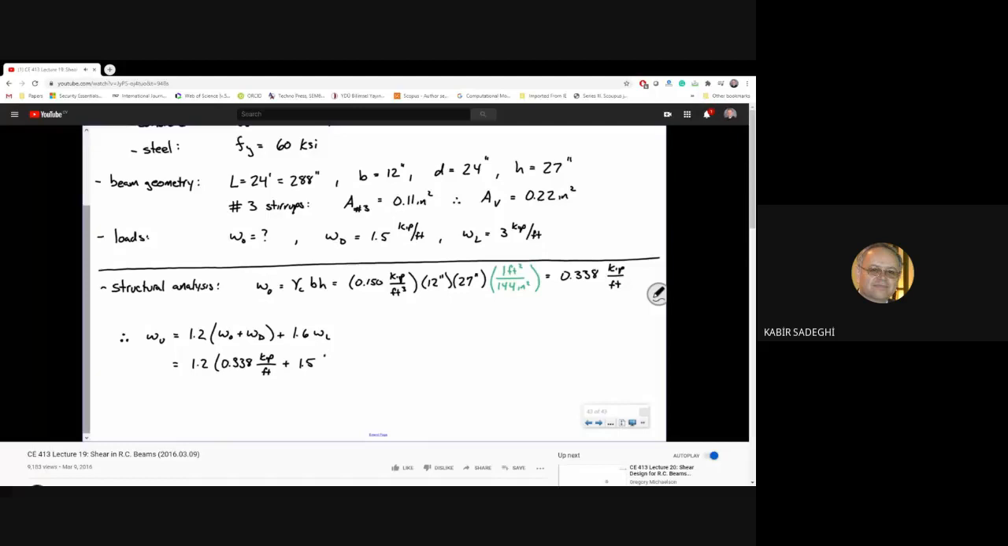So we calculated WU, the ultimate distributed load. Plug and chug, and that should be about 7.005, or about 7 kips per foot. Switch to the next slide. Do you need more room or any more time?